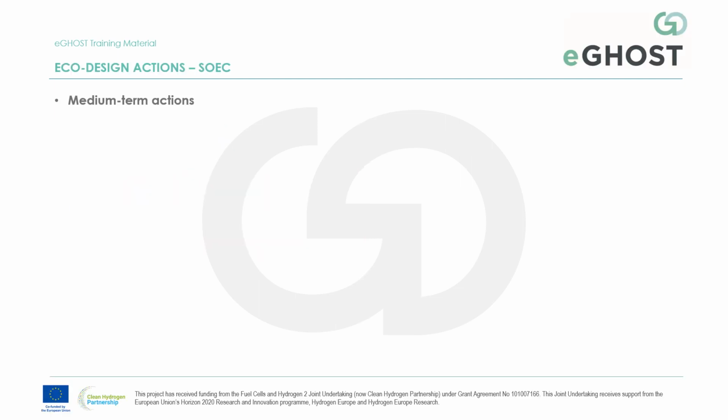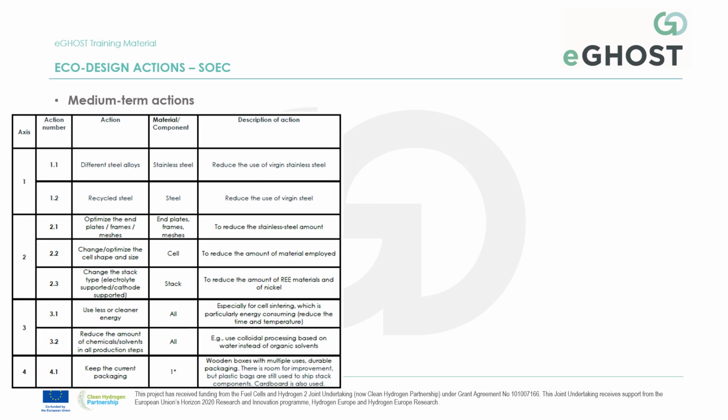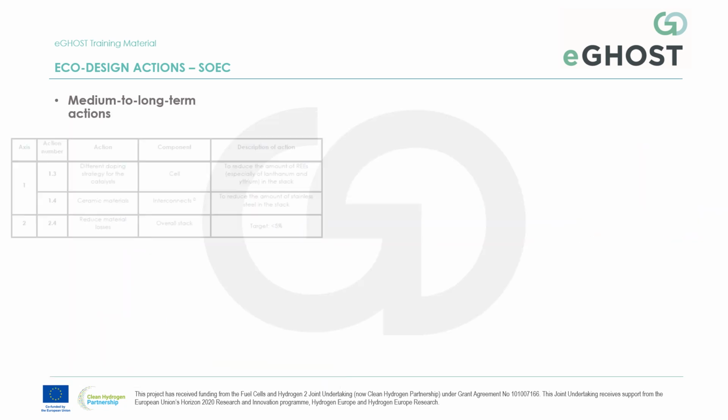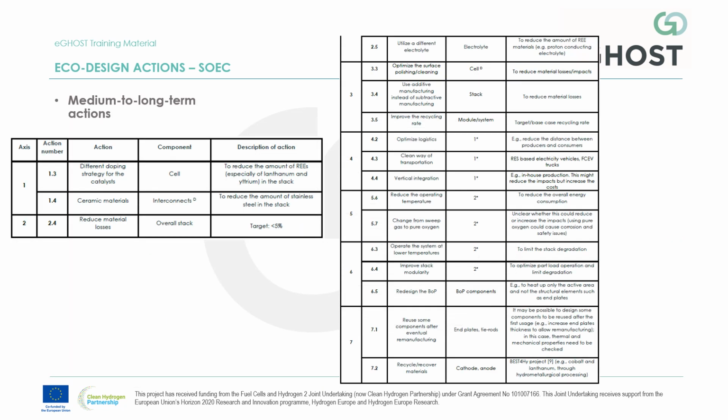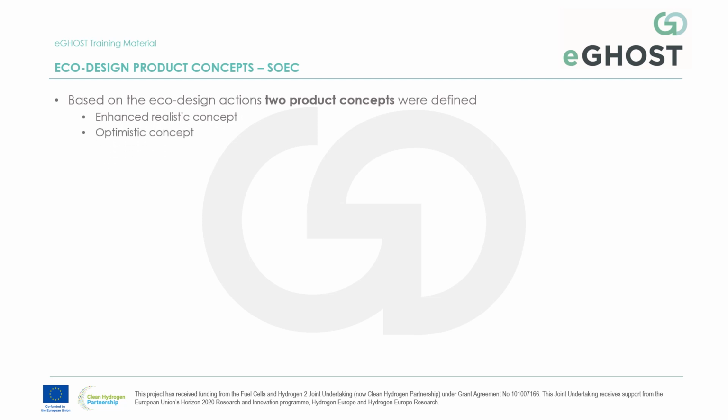Here, let's first check the actions, and again, I would ask you to look at them in more detail in the deliverable. So it's basically the same concept as before. As you can see, here are a bit fewer actions, but nevertheless there are quite a few of them. And again, we addressed all the axes of the ecodesign wheel. So here we define just two product concepts: the enhanced realistic concept and the optimistic one.